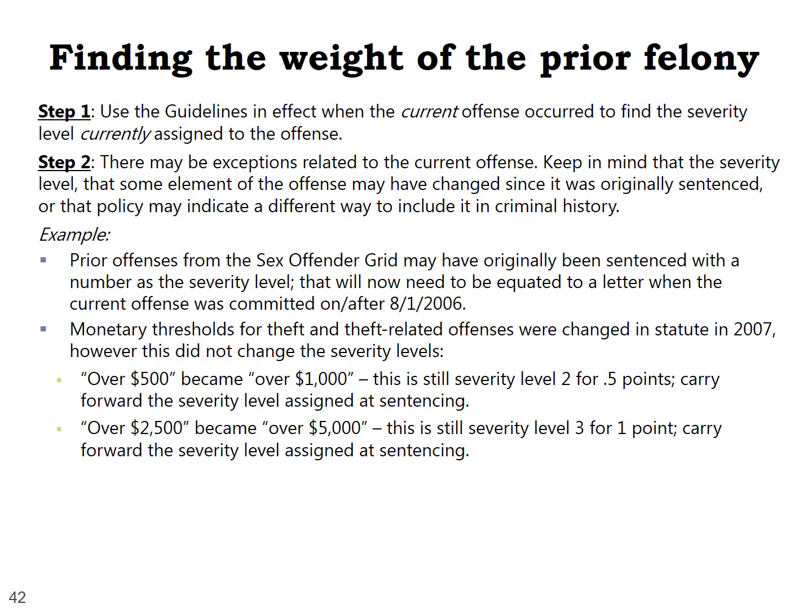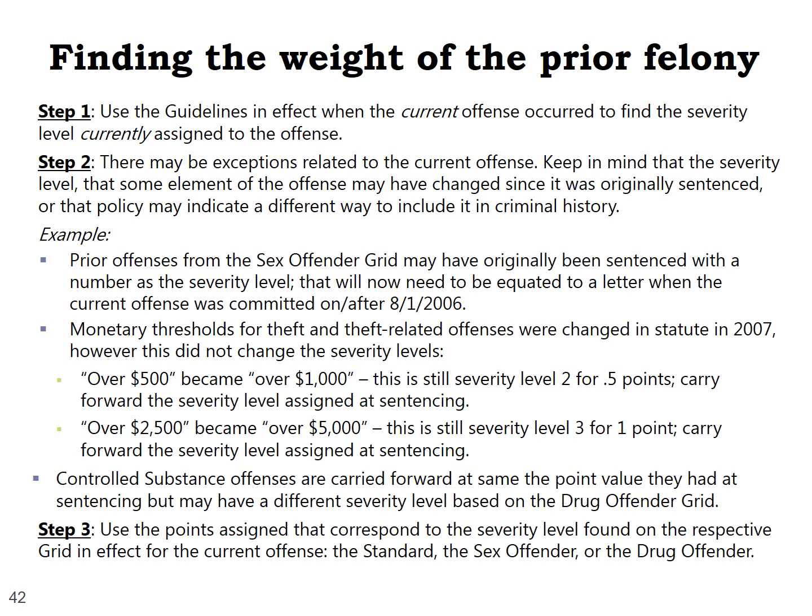Finding criminal history calculation for felonies, I find, is easier if you break it into a 3-step process. So the first step would be using the guidelines in effect when the current offense occurs to find the severity level currently assigned to the prior offenses, because it's that severity level that's going to translate over to weights. Now, there may be some exceptions.